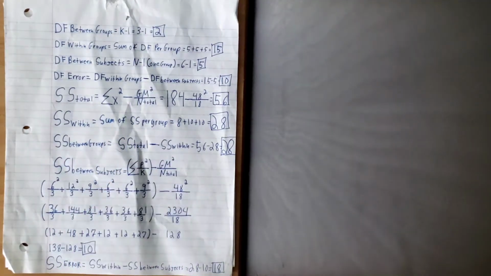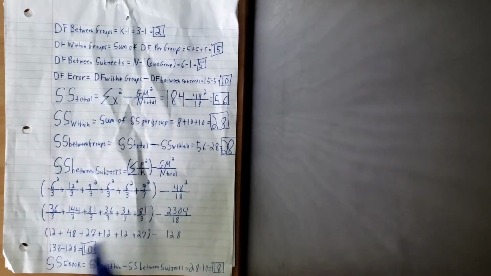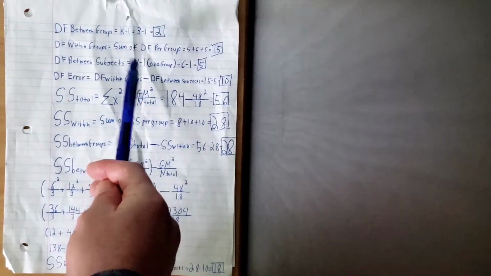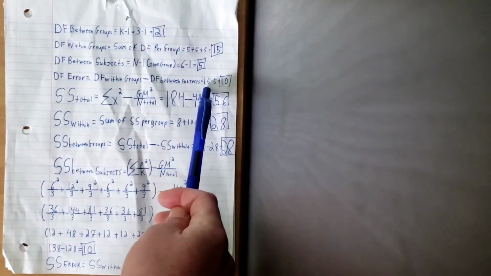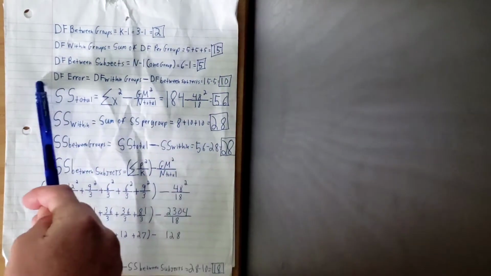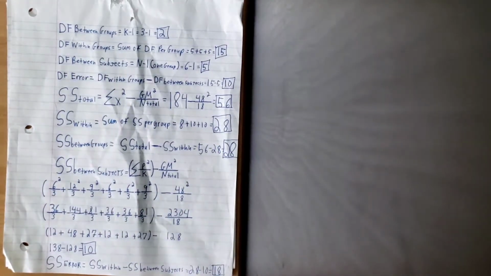Then we get DF between subjects. So that's n minus 1 of one group. There's 6 participants per group, so 6 minus 1 equals 5. And then you get the DF error, which is DF within groups, which is 15, minus DF between subjects, which is 5. Then you get 10. So now you have the 4 degrees of freedom.